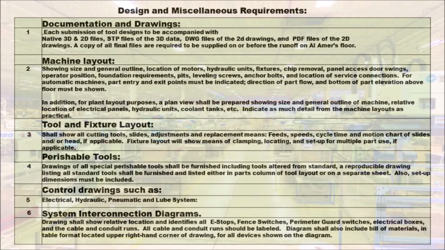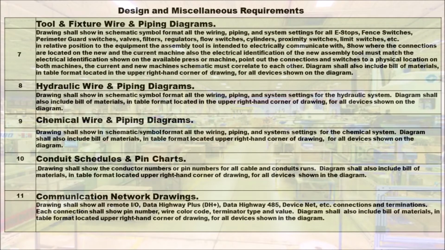Electrical, hydraulic, pneumatic, and lube system. 6. System interconnection diagrams. Drawing shall show relative location and identify all e-stops, fence switches, perimeter guard switches, electrical boxes, and the cable and conduit runs. All cable and conduit runs should be labeled. Diagram shall also include bill of materials, in table format located upper right-hand corner of drawing, for all devices shown on the diagram, tool and fixture wire and piping diagrams.